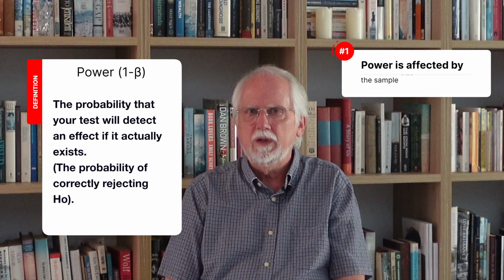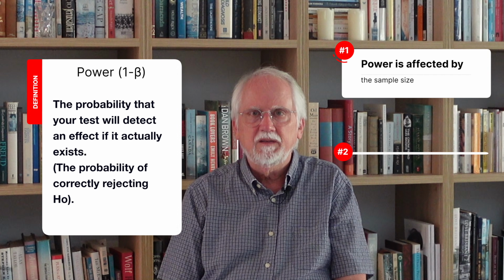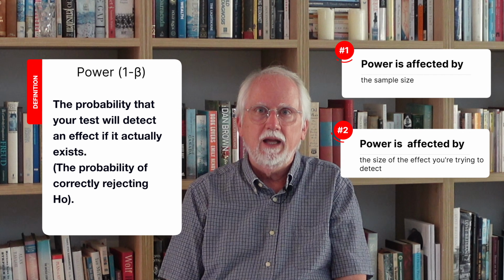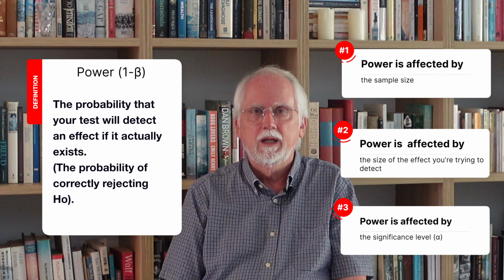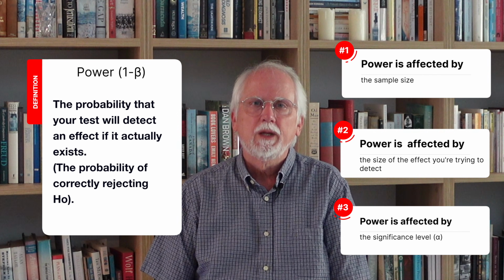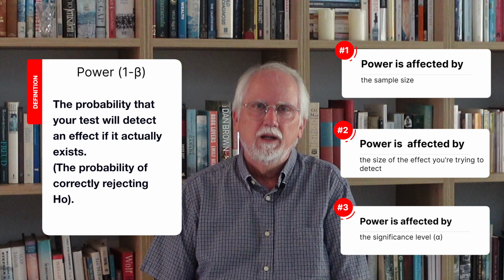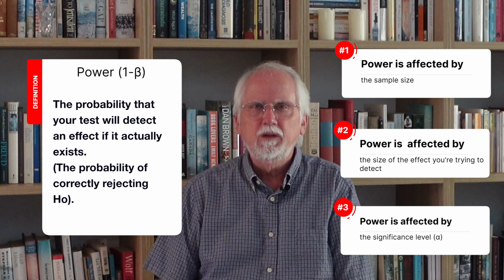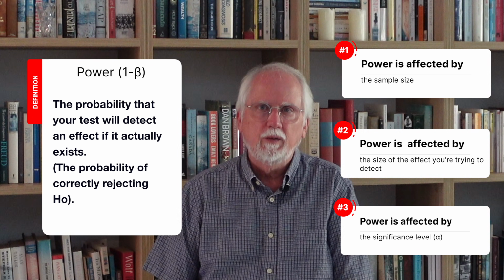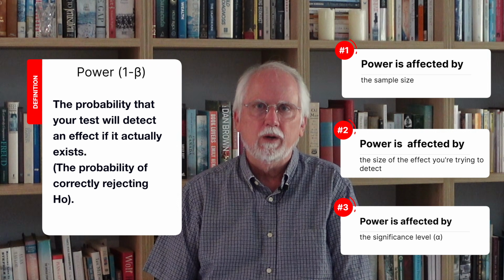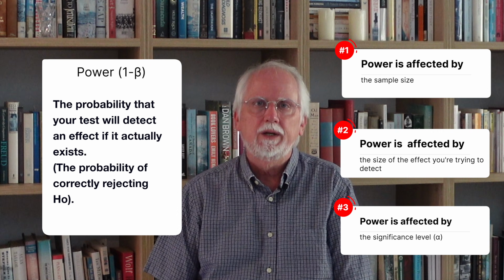Power is affected by three things: your sample size, the size of the effect you're trying to detect, and your significance level, alpha. Bigger samples give you more power. Larger effects are easier to detect, so power increases. And if you use a more lenient alpha, say 0.10 instead of 0.05, you get more power, but you also accept more type 1 error. This is the fundamental trade-off in statistics. You can't minimize both type 1 and type 2 error at the same time. You choose your tolerance for each, and that determines your sample size.